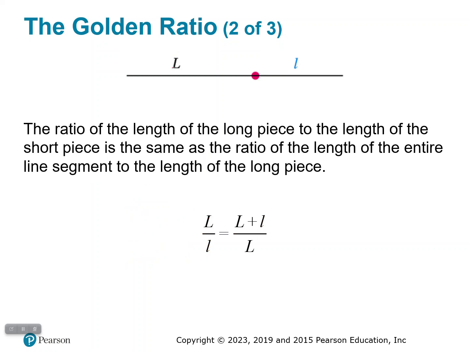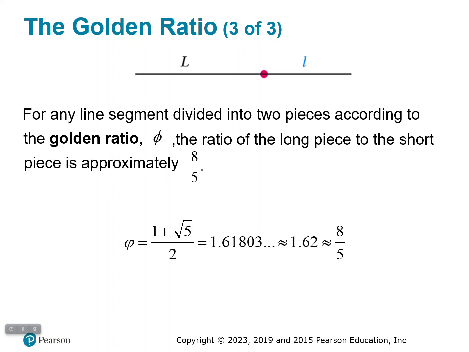The ratio of the length of the longer piece to the length of the short piece is the same as the ratio of the length of the entire line to the long piece. So long piece is to short, as the whole thing is to the long piece. Nice little proportion. And this proportion, the way we set it up in this ratio, as we look at the fractional relationship between these two, that's how we compare things. The ratio of capital L over little l.